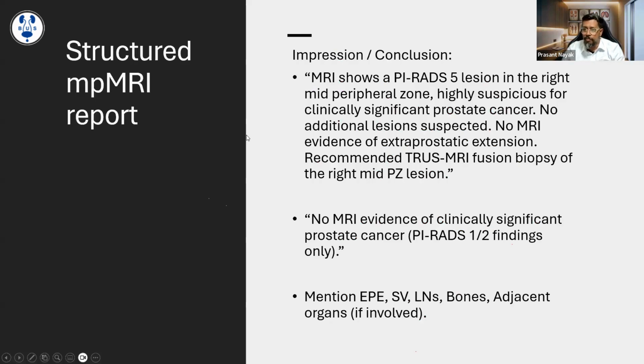So when you have an MRI report, this is how a typical MRI report should read: it is showing a PI-RADS 5 lesion in the right mid-peripheral zone, highly suspicious for a significant prostate cancer. No additional lesions, no MRI evidence of extension, recommended TRUS MRI fusion biopsy of the right mid-peripheral zone lesion. Otherwise, no MRI evidence of clinically significant cancer, PI-RADS 1, 2 findings only. And look at all these things we mentioned: extraprostatic extension, seminal vesicle involvement, lymph nodes. Look at all the bony areas within that MRI, pelvis and other adjacent organs if they are involved.